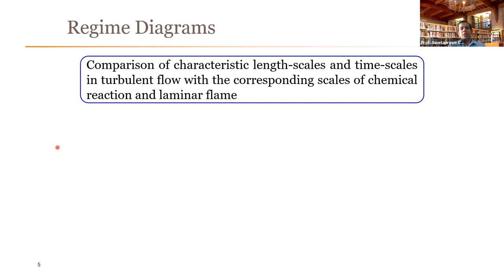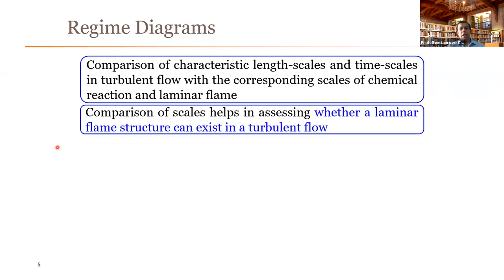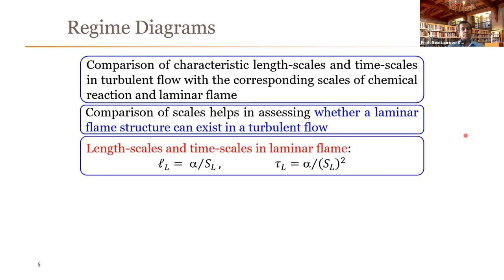Okay, it essentially captures the comparison of the characteristic length scales and time scales in a turbulent flow with the corresponding scales of the chemical reaction or that of the laminar flame. Now, the comparison of the scales helps in assessing whether the laminar flame structure can exist in a turbulent flow or not. At what regimes can we expect the laminar structure to exist, and at what regimes will we expect significant deviations from the corresponding laminar flame structure?